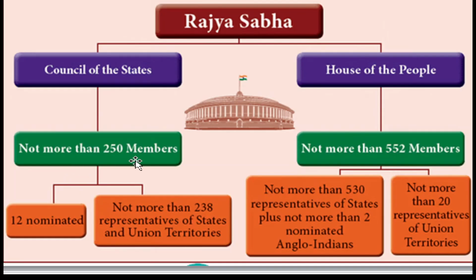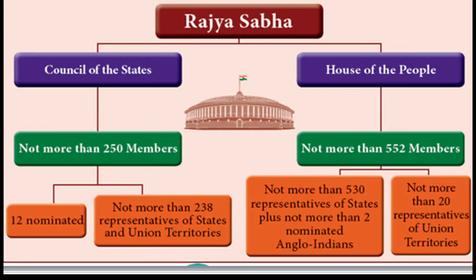States we are going to call, not more than 250 members. 12 will be nominated by the president. Not more than 238 representatives of states and union territories. Then House of People means Lok Sabha. Not more than 552 members should be there. Not more than 530 representatives of states plus not more than 2 nominated Anglo-Indians. Not more than 20 representatives of union territories. Okay, total it is. And 2 means approximately this, okay.